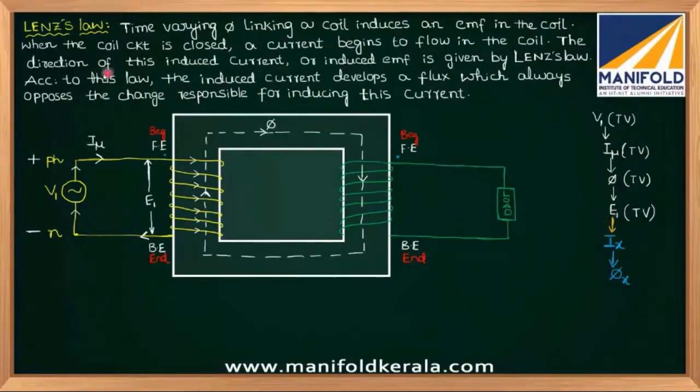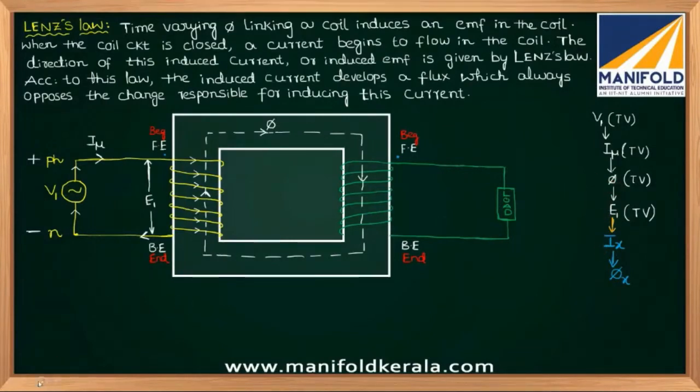Now tell me how. Very simple. According to this law, the induced current develops a flux. Because of this induced current IX, are you getting flux or not? According to this law, the induced current develops a flux, phi x, which always opposes the change responsible for inducing this current. So this phi x is going to oppose one person. Who is the person responsible for getting this IX? E1. Who is responsible for getting this E1? Flux phi.